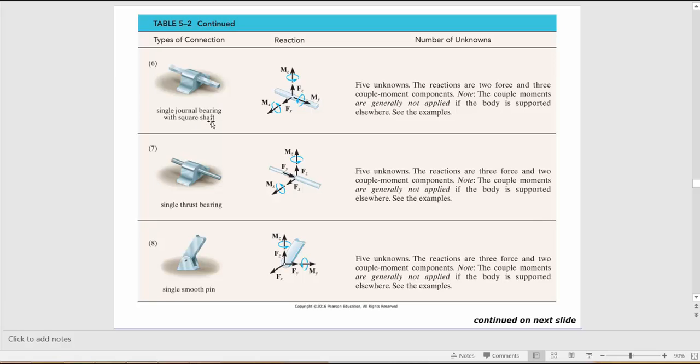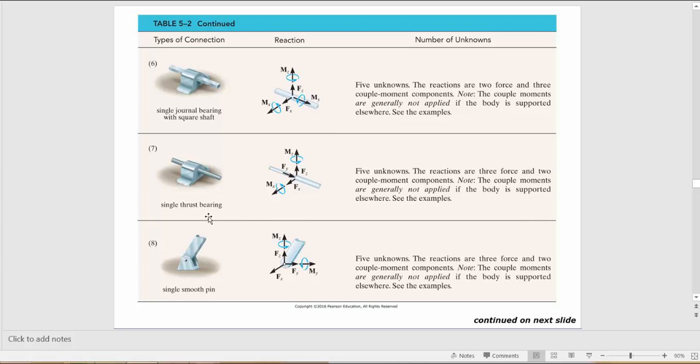Single journal bearing with a square shaft. Now note that in the Y direction it is allowing it to move, but it is not allowing it to rotate. So if you notice, there's no force in the Y. It's showing a vector here, but it is not allowing it to rotate because it's square.